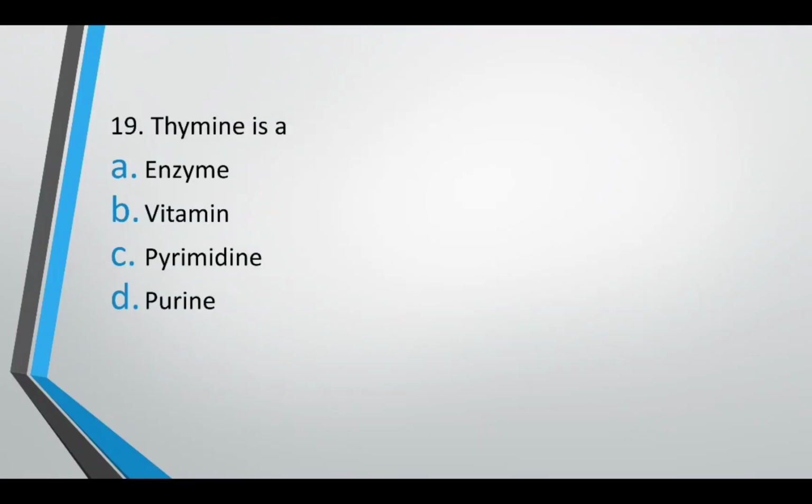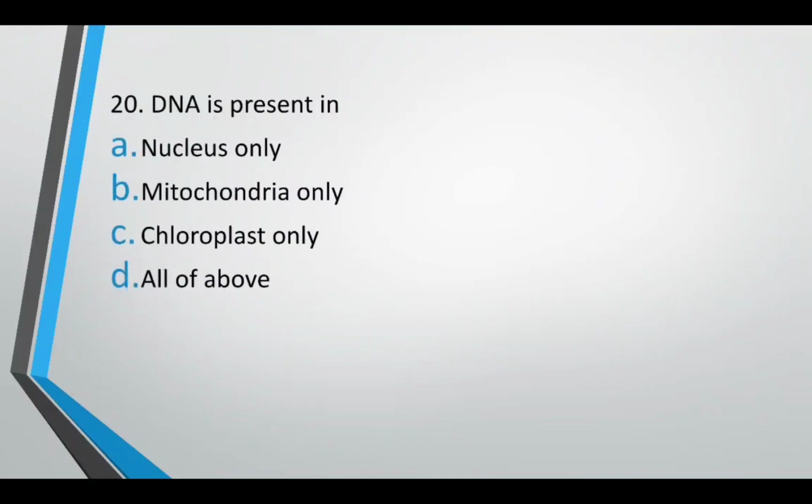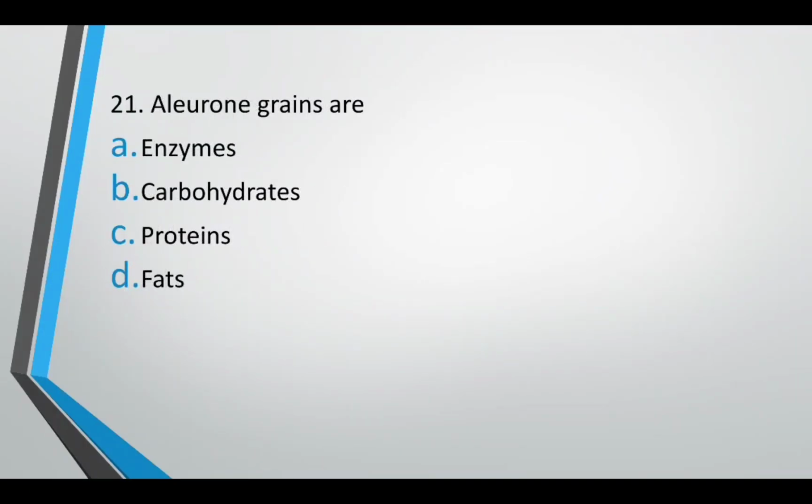Thymine is enzyme, vitamin, pyrimidine, purine. The correct answer is option C, it is a pyrimidine. DNA is present in nucleus only, mitochondria only, chloroplast only, all of above. The correct answer is option D, it is present in all of above. Aleurone grains are enzymes, carbohydrates, proteins, fats. Correct answer is option C, proteins.